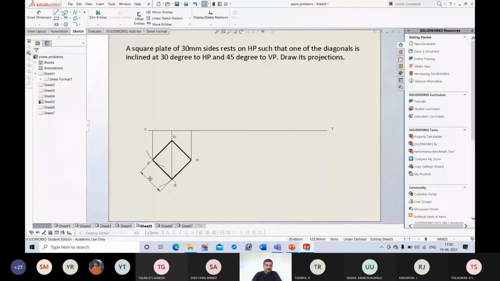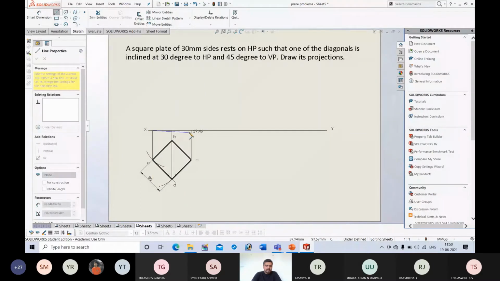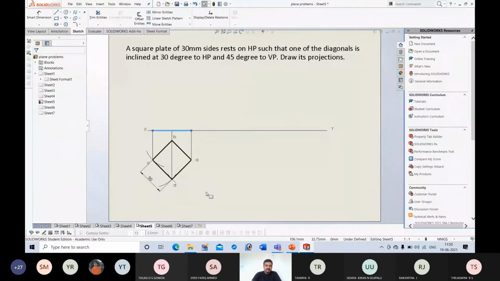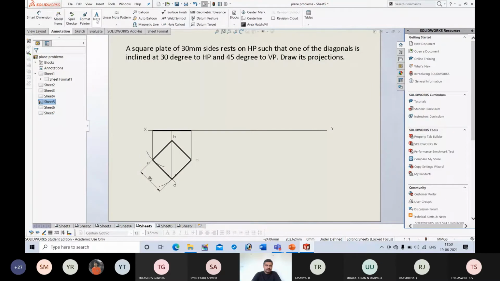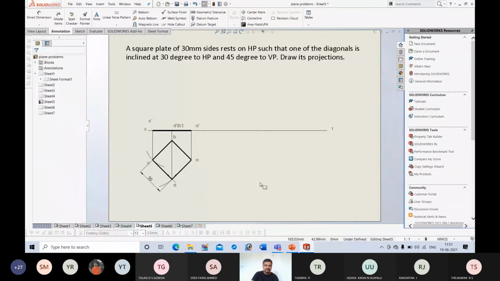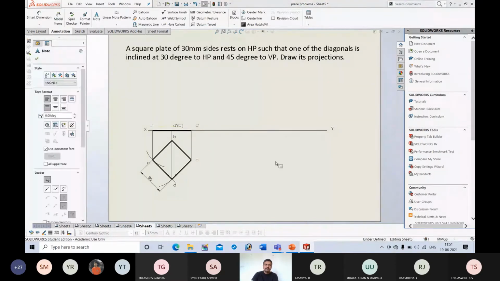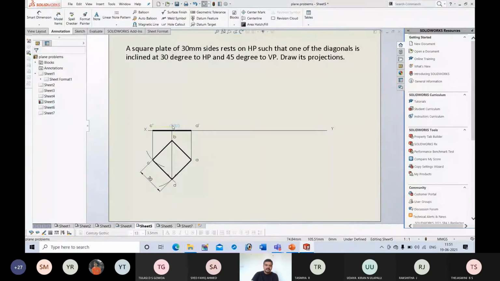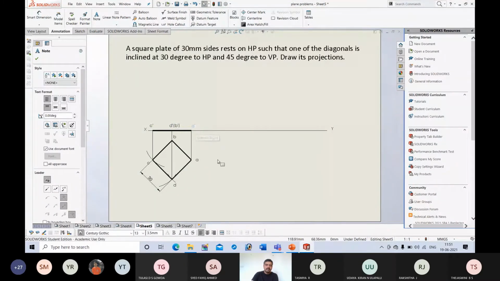Next, I will draw the front view by connecting this point to this. I will increase the thickness. Next, I will name the points. So this is A dash, this is D dash, this is B dash, next C dash. This is the front view.